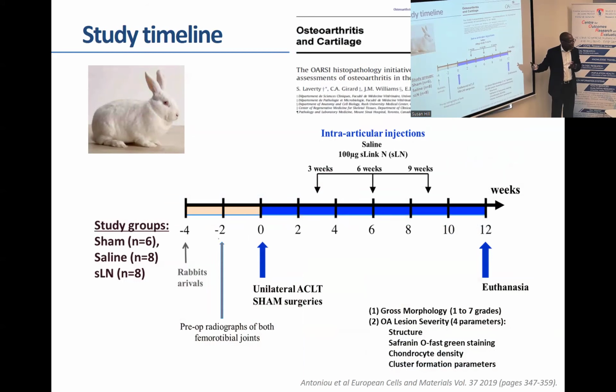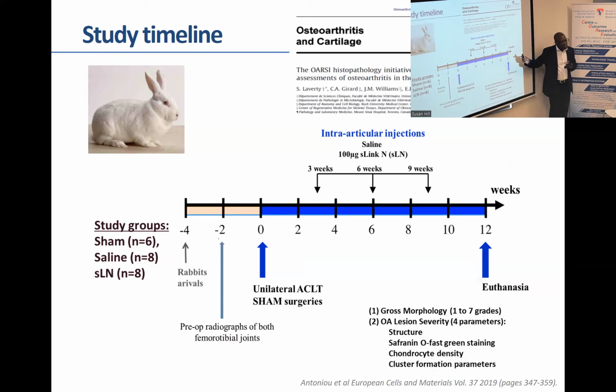Again, we have the rabbit, the poor rabbit, but this one is an osteoarthritic model, and this time we went with Dr. Sheila Laverty in St. Catharines, and we did this experiment in which you have the rabbit and you do an anterior cruciate ligament transection, so that will mimic degeneration of the joint. And then after you do the anterior cruciate ligament transection, we inject with short lincoln every three weeks.